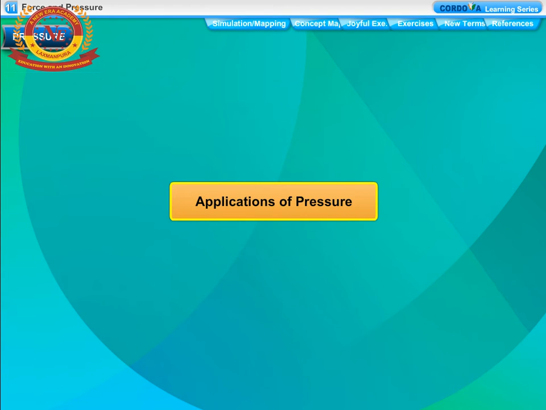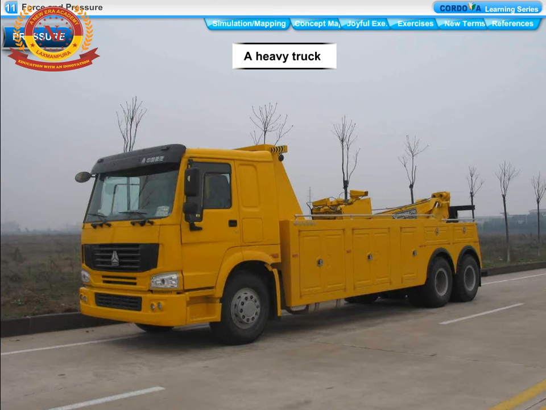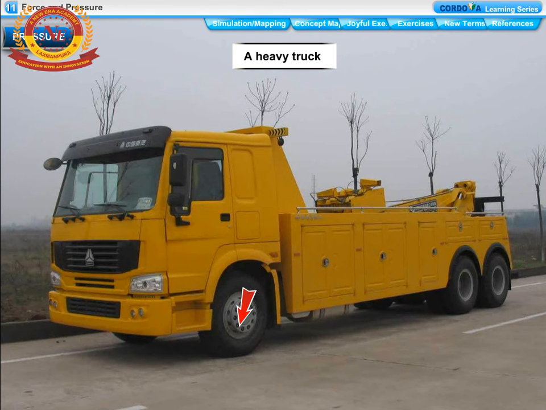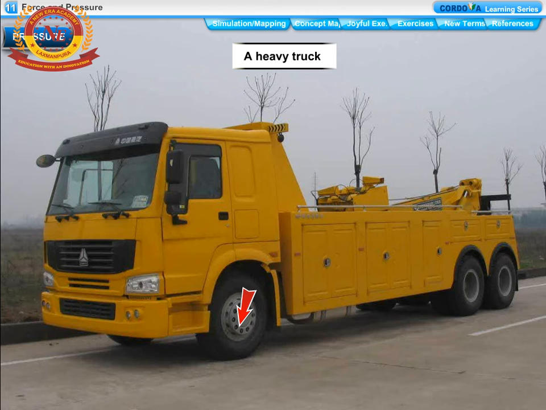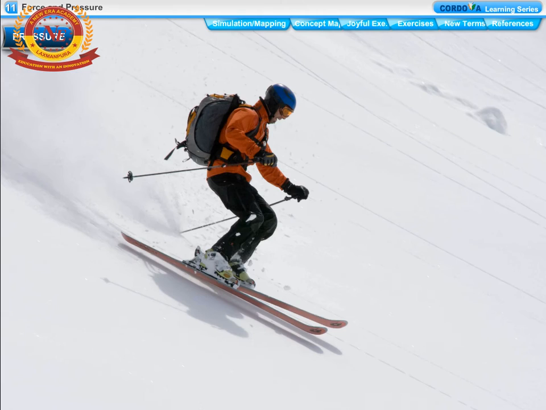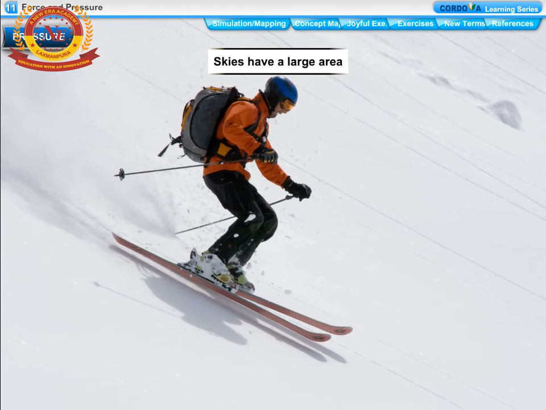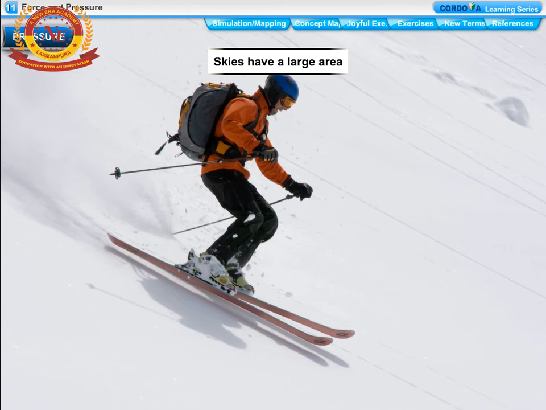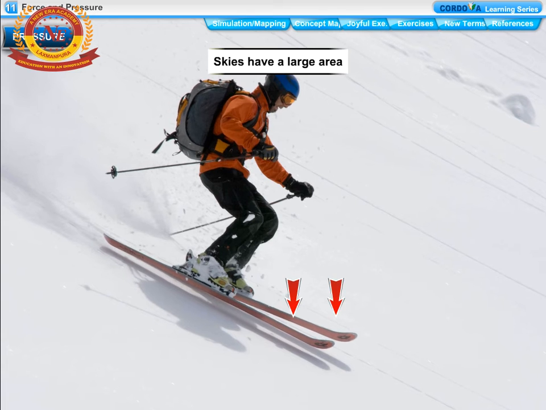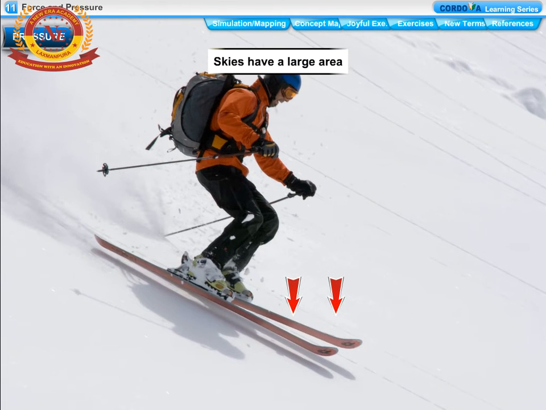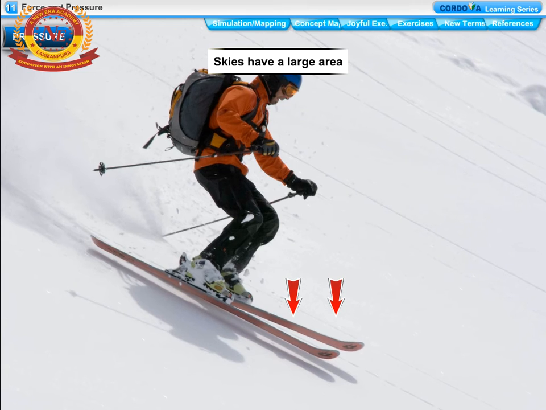Applications of pressure. A heavy truck is fitted with 6 to 8 wheels. These wheels increase the area of contact on which their weight acts and hence reduce their pressure on the ground. Skiers use long, flat skis to slide over snow. The larger the area of contact, the lesser is the pressure on the snow, enabling the skier to slide over the snow without sinking in the snow.